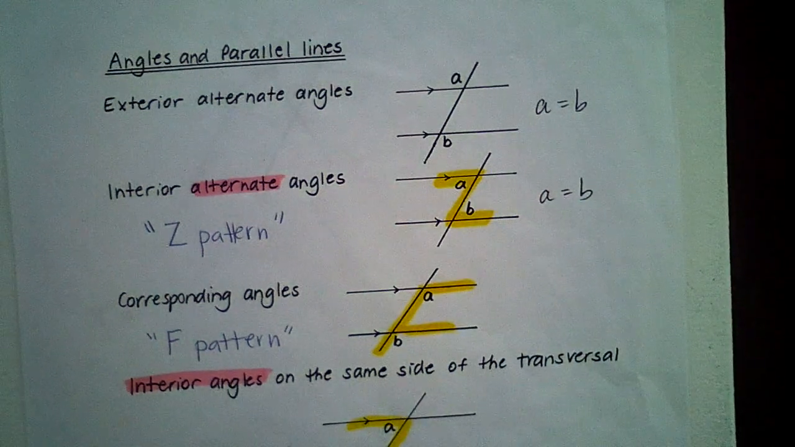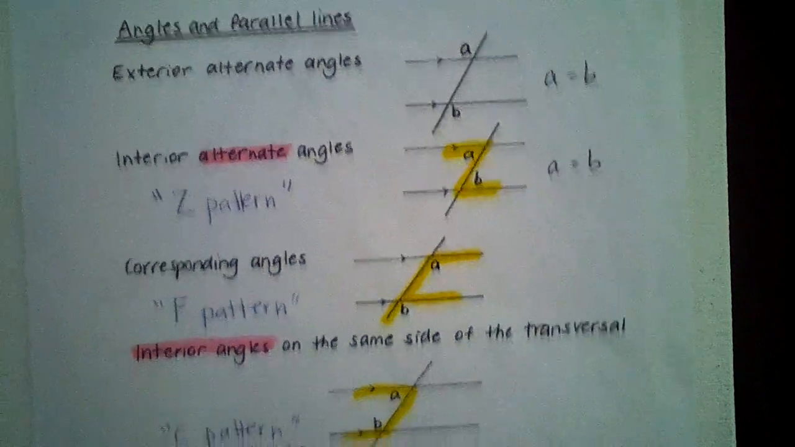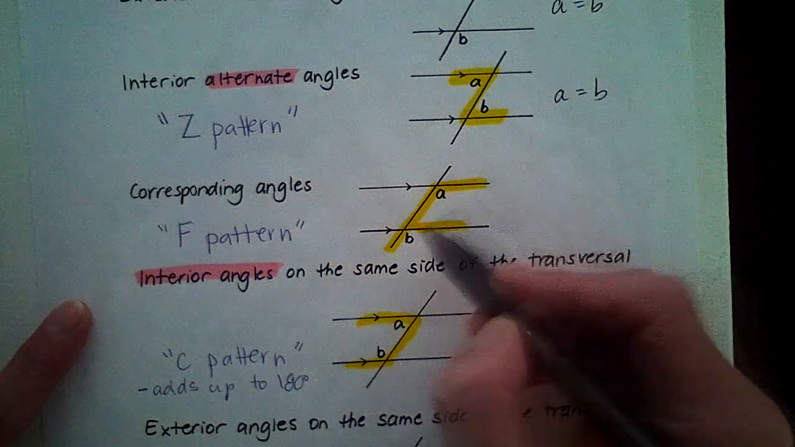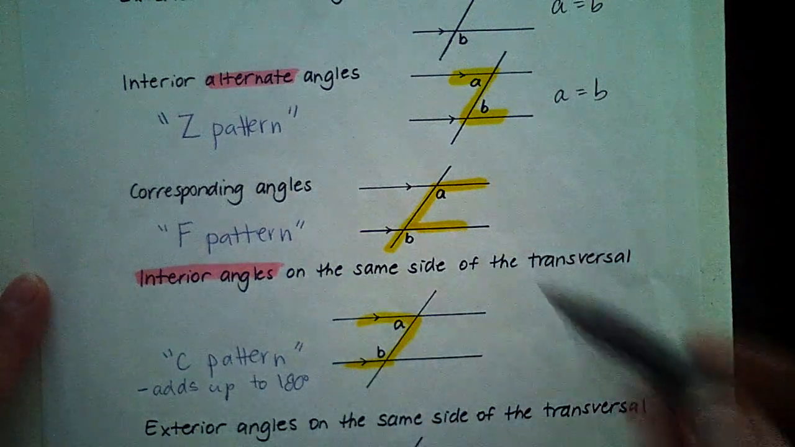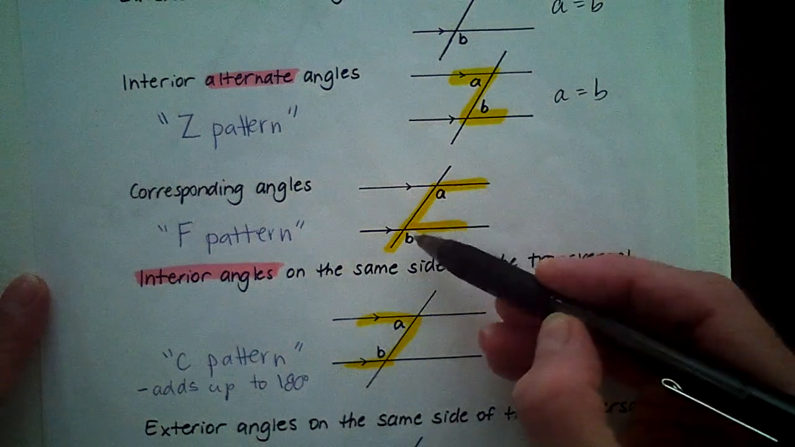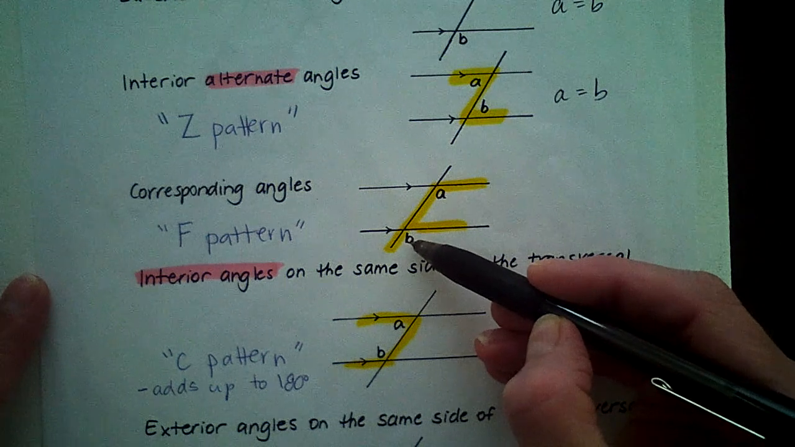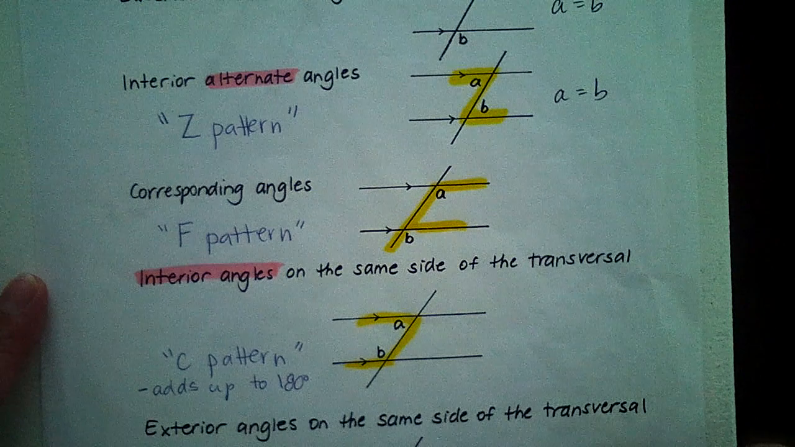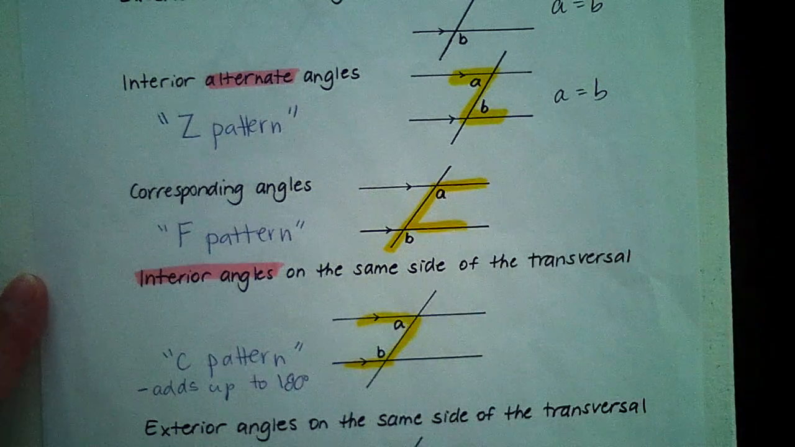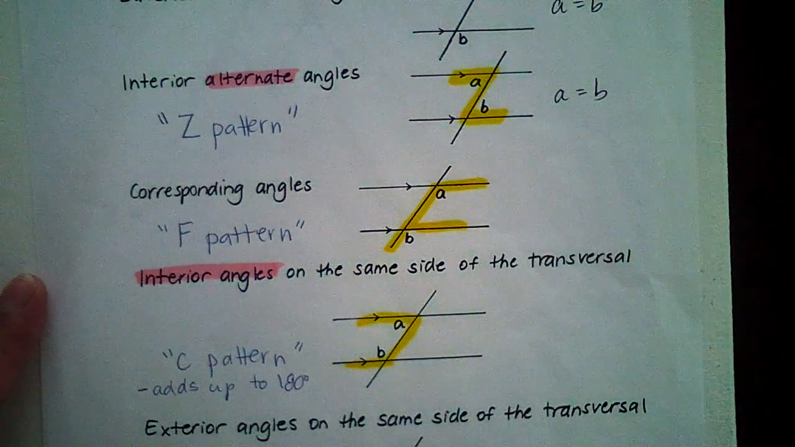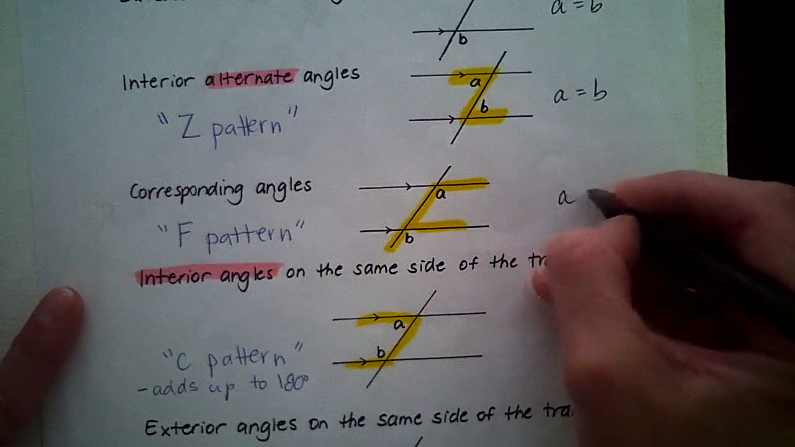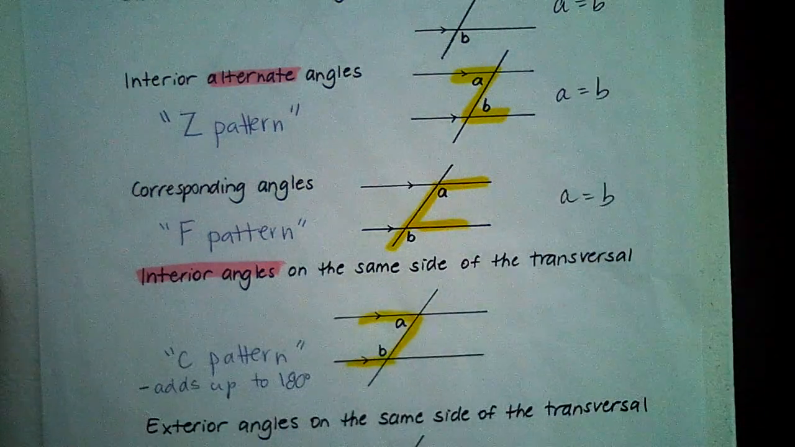Okay, so now we're going to move down to the third one. This is called corresponding angles. These make an F pattern. What you can see is that they are both below the parallel lines, and on the same side of the transversal. But they make an F pattern, and corresponding angles mean A equals B.